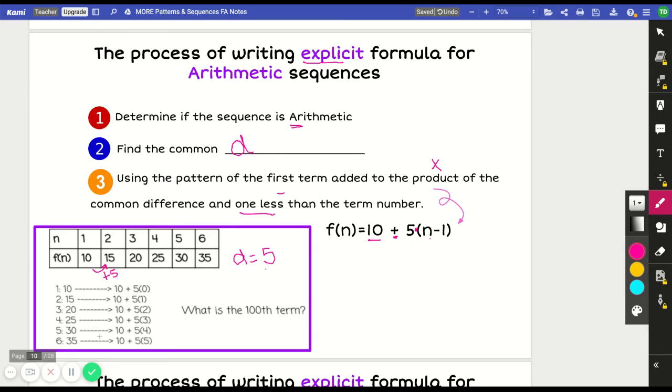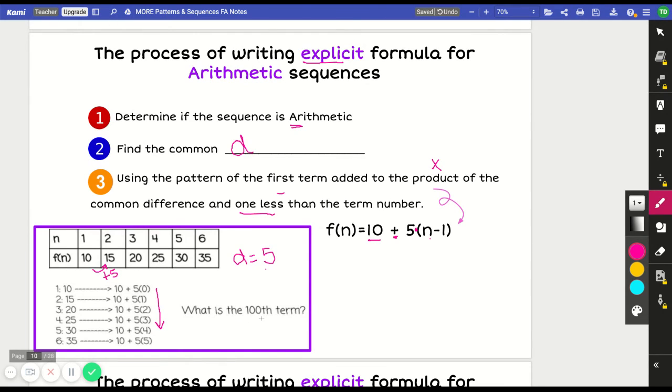So here I'm showing you how you get each term in the sequence. So the first term was 10. So I took 10 plus 5 times 1 minus 1, which was 0. Okay, so when I solve this out, I do get 10. Now I work with finding my second term. So I do 10 plus 5 times 2 minus 1 is 1. So that gives me 1 inside the parentheses. And so you can see that all the way down, that's what I did.